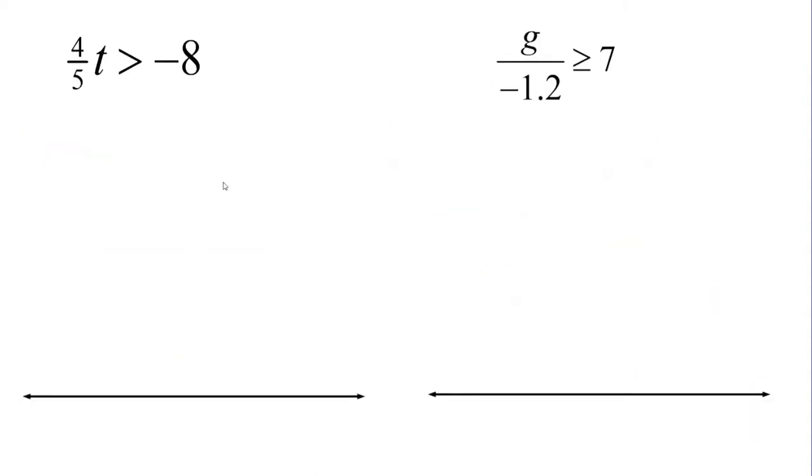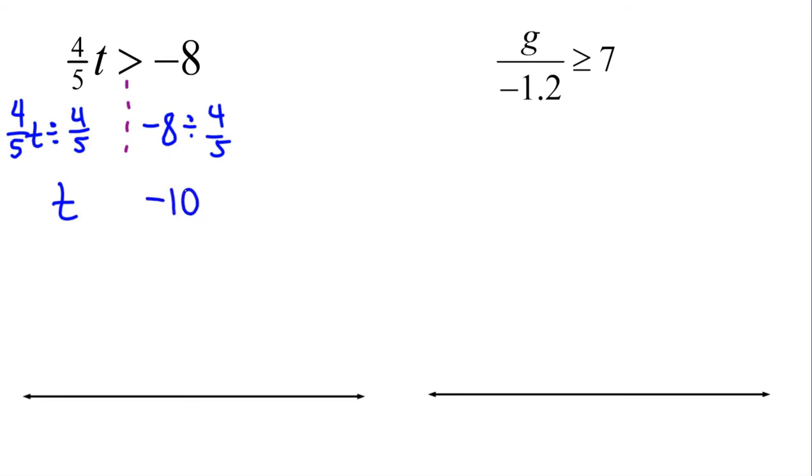Couple more. 4/5 t is greater than -8. So here now we have multiplication going on. So I'm going to have to divide. So now I'm going to have to be aware of what I'm dividing by when I decide whether to keep or flip my inequality symbol. I'm going to divide both sides by 4/5. So that's what I'll show here. -8 divided by 4/5, and 4/5 t divided by 4/5 is just t. And -8 divided by 4/5 is -10.